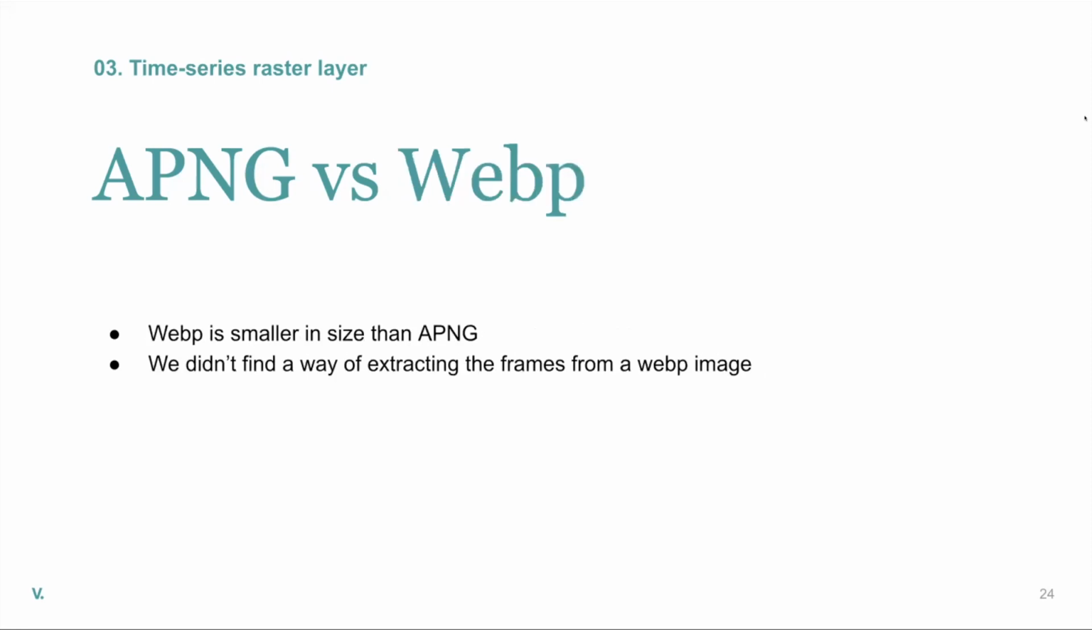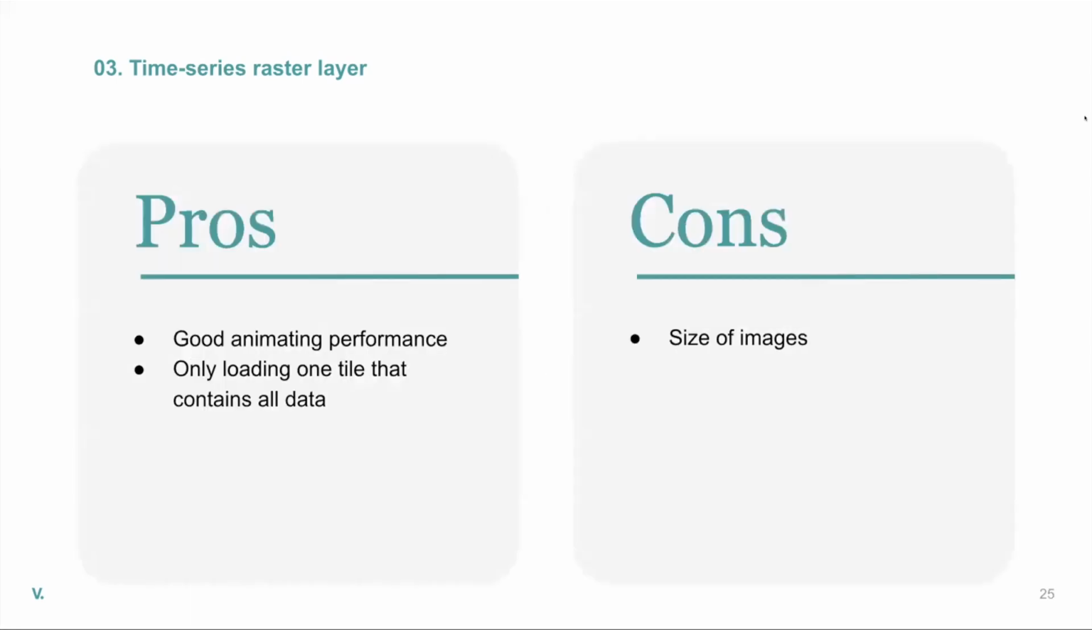If we compare APNG with WebP, all the attributes that I mentioned before are more or less the same, but in general WebP is better optimized and it will be smaller. The only problem that we have with WebP right now in our site is that I didn't find a way of extracting the frames. So maybe if we explore this further in the future, we will find a way of extracting those frames to send back to the bitmap layer.